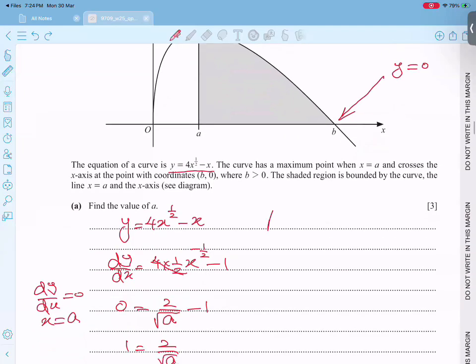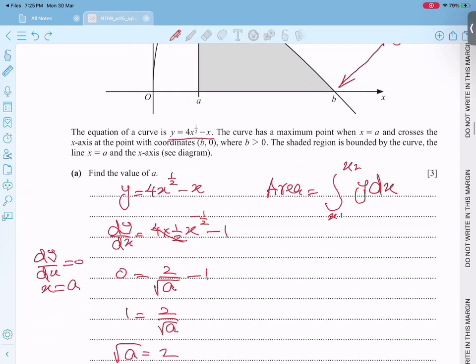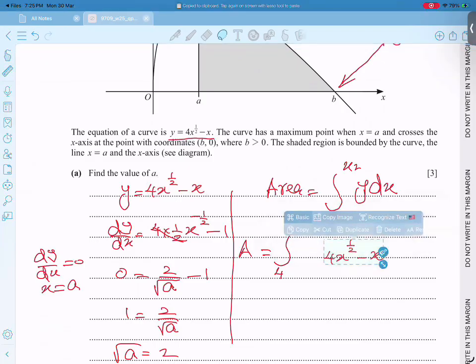The basic formula for area is the integral from x1 below to x2 up of y dx, where x1 is the lower limit, x2 is the upper limit, and y is the equation of the curve. So I will use it here. The area is equal to the integral with lower limit 4, but the upper limit we don't know, and the equation of the curve I'm copying and pasting here.